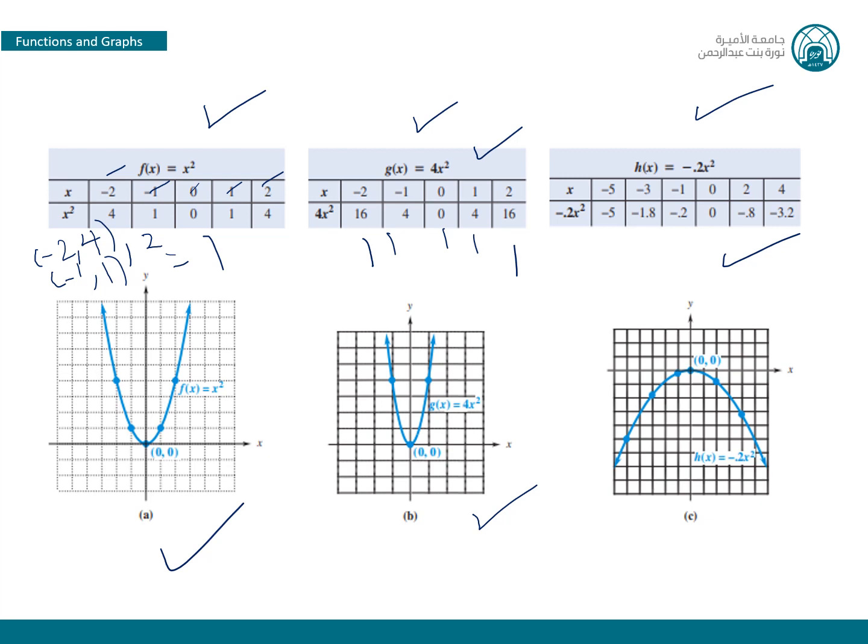The same as here, we put different values for x and substitute them in that equation. For example, if I put 2, then minus 2 times 2 squared will be minus 8, because we have a minus here. So the same as here, we put those pairs here and connect all of them to get the graph for that function. Thank you for listening.